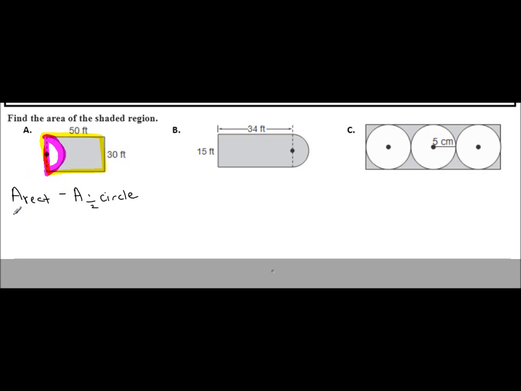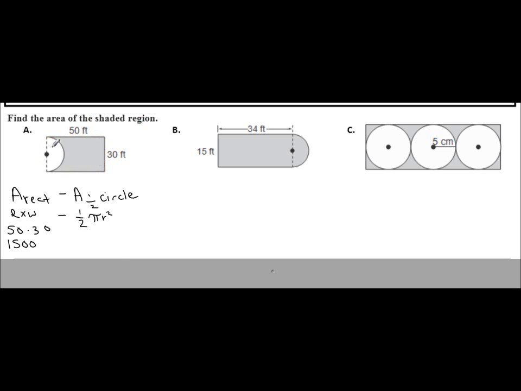So the area of the rectangle is length times width, where the length is 50 and the width is 30. So that gives us a total area of 1,500. That makes up the entire rectangle. But that area does not include the semicircle. So we're going to subtract the semicircle, which is half the area of a circle. So half of pi r squared.